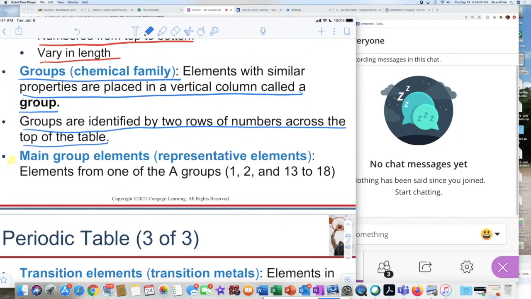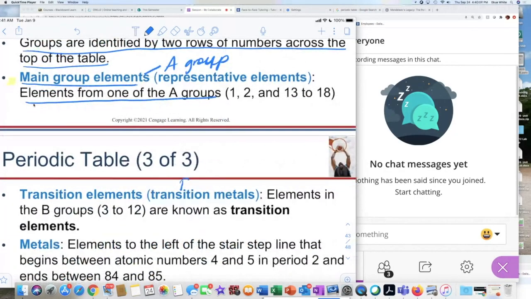And so as far as the groups are concerned, we have the elements from one of the A groups. So the main group elements, these are the A group, okay? So scientists divide the groups in two. You have the A group and the B group. Transition elements, these are the B group.